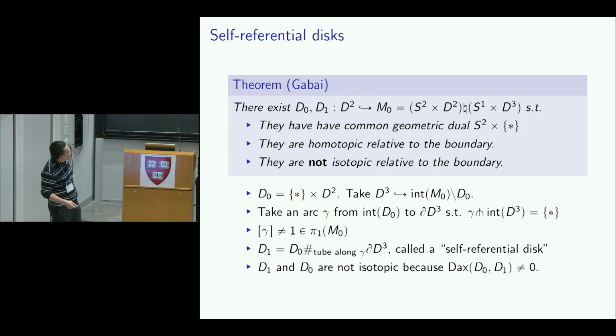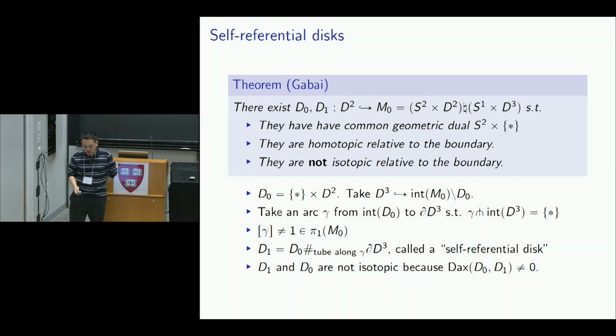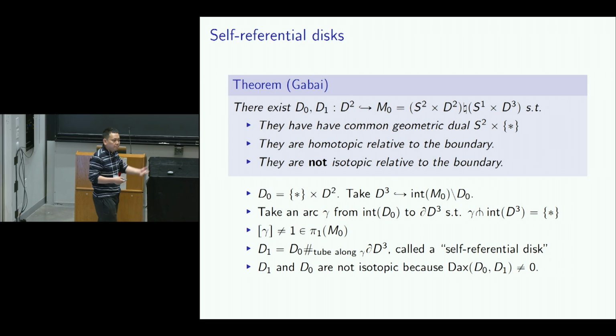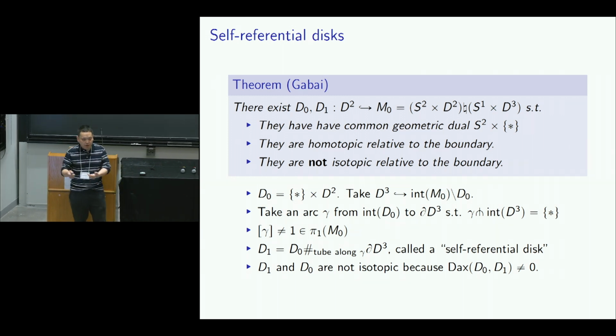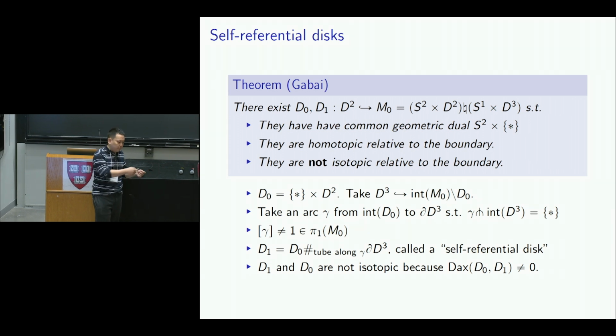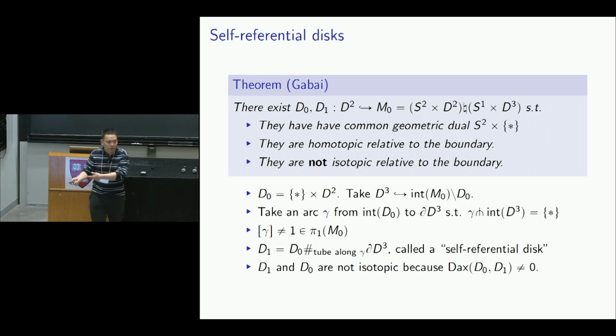Gabai proved this by studying the so-called Dax invariant. Following early works by Dax, who studied embedding spaces when the codimension is large. In particular, Dax studied the space of embeddings of arcs in four-manifolds, a one-dimensional manifold in a four-dimensional manifold.